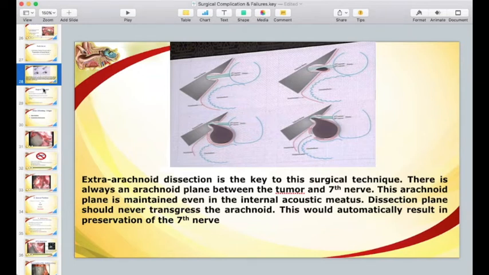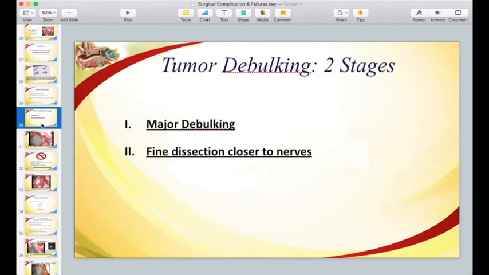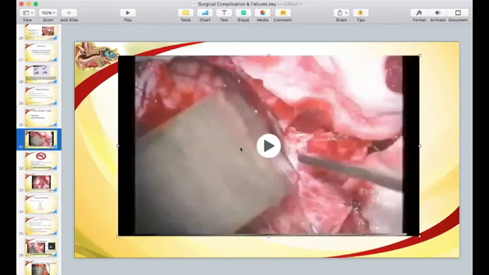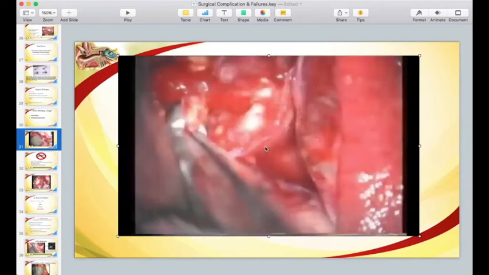So the technique is tumor debulking. As soon as you come onto the arachnoid, you open the arachnoid over the surface of the tumor and start debulking the tumor, except when the tumor is extremely small. So you start centrifugal debulking, and then you shrink the tumor from all sides. So I do a major debulking first, and then do a finer dissection closer to the nerves, as I can show you over here. So here, you see the brain spatula retracting, and now I'm already inside the tumor.